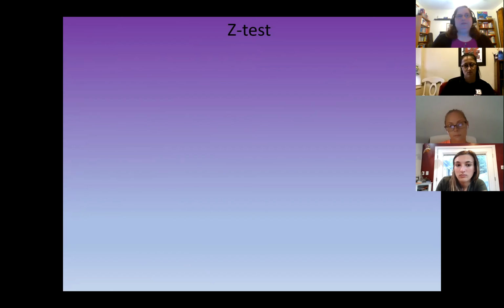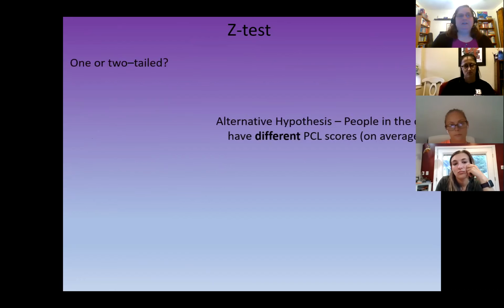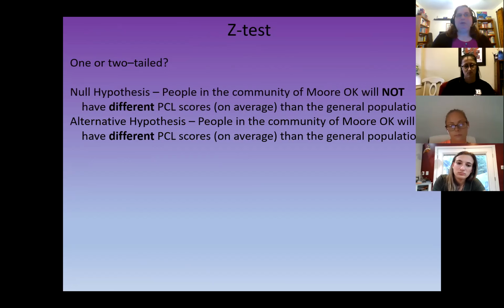First of all, let me go back up here. Since I said different, I didn't say higher, I didn't say lower, we're talking about a two-tailed test, right? Okay, good. Alternative: people in the community of Moore, Oklahoma will have different PCL scores on average than the general population. The null: people in the community of Moore, Oklahoma will not have different PCL scores on average than the general population. Okay.